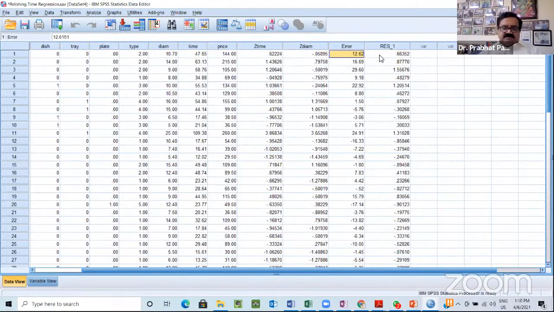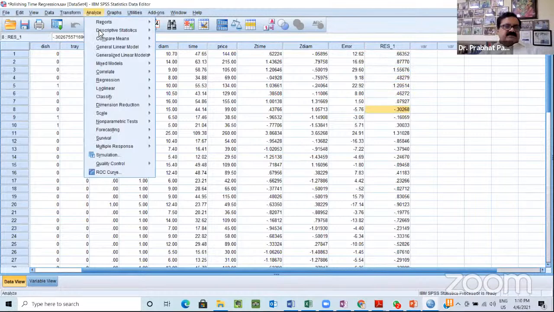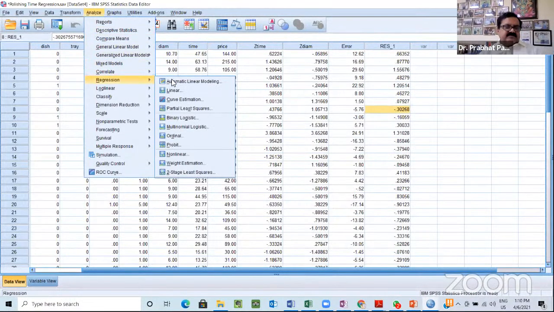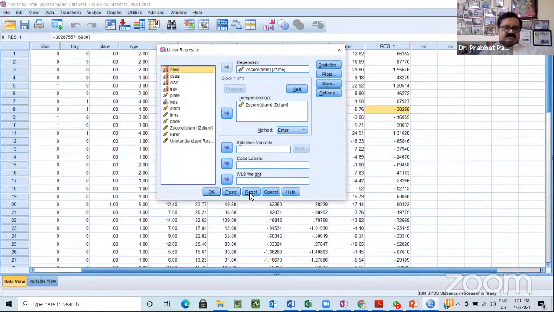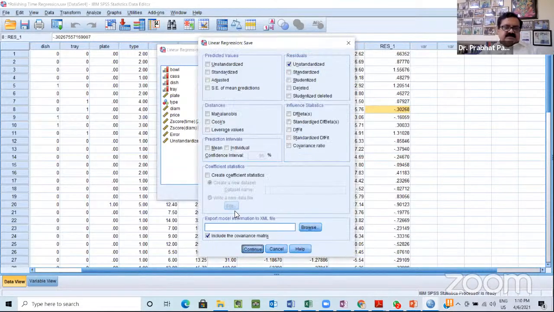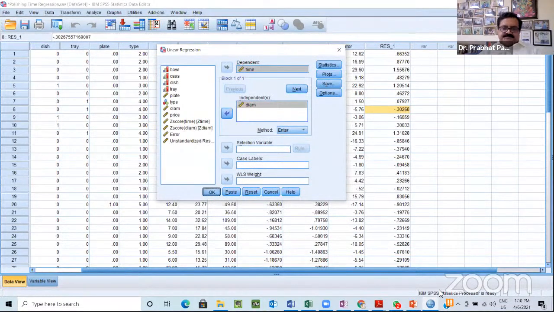These two figures are very different. Why? Let me go back to the error again. Let me see what mistake we have made. Oh, this is on the Z score. Sorry. So I have to take time, then we have to take the diameter. Then we go to save, unstandardized, continue, and then you say okay.